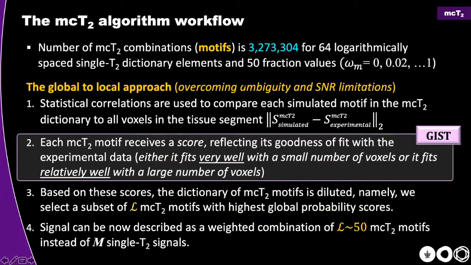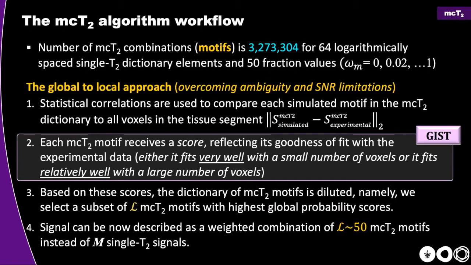And now I come to the main part of the algorithm and how I'm suggesting to overcome the ill-posedness of the problem. So we start by calling these MCT2 combinations motifs. Motifs, in a sense, this is a motif of the sample, motif of our tissue. Now, if we take around 64 T2 values and around 50 fraction values, we would get millions of different MCT2 motifs that can fit our experimental signal. How could we choose one which fits most to our signal? So this is not really feasible.